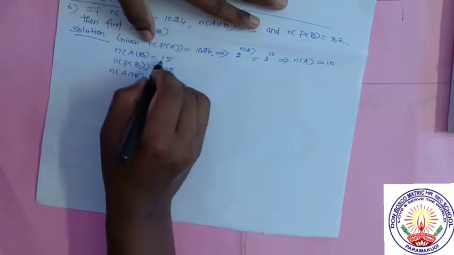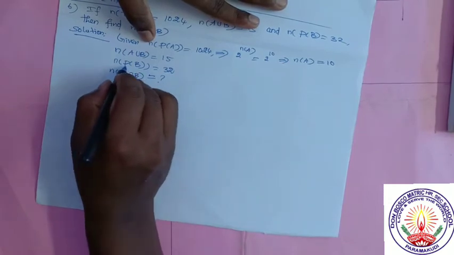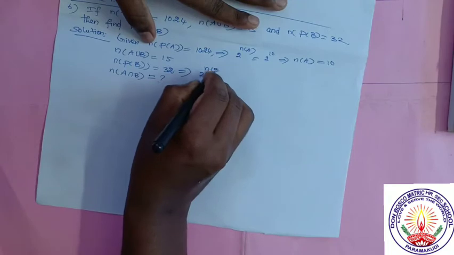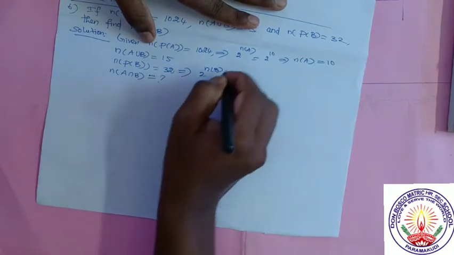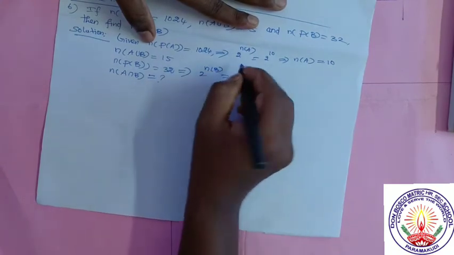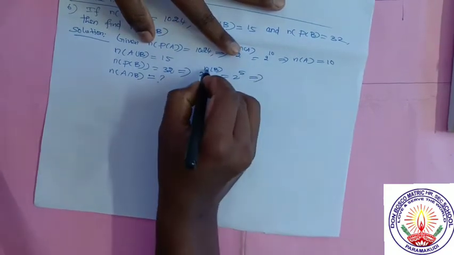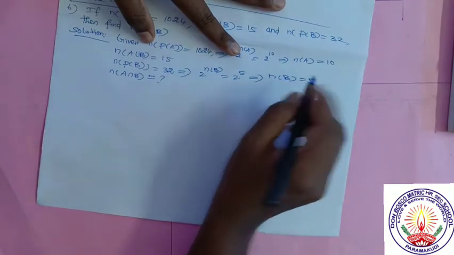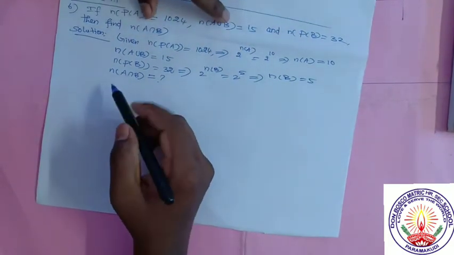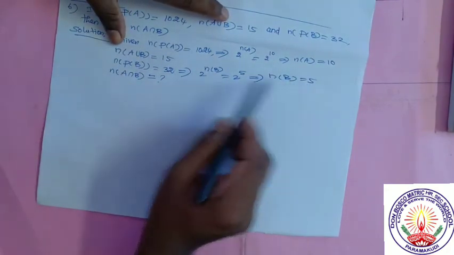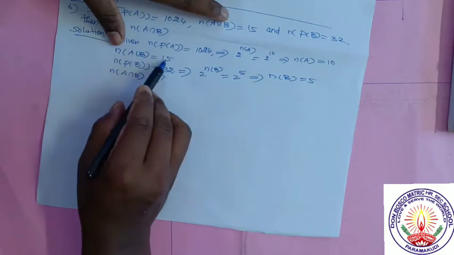Next, n of A union B is given. Let us find n of B from this, which implies 2 power n of B is equal to 32, which is equal to 2 power 5. If you find it, from 32 you get 5 twos. So now compare, this implies n of B is equal to 5. Now let us check: n of A is 10, n of B is 5, n of A union B is equal to 15.